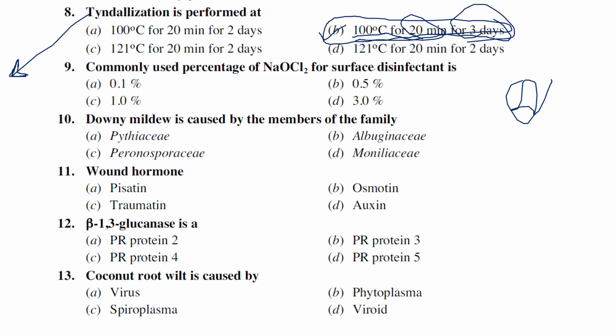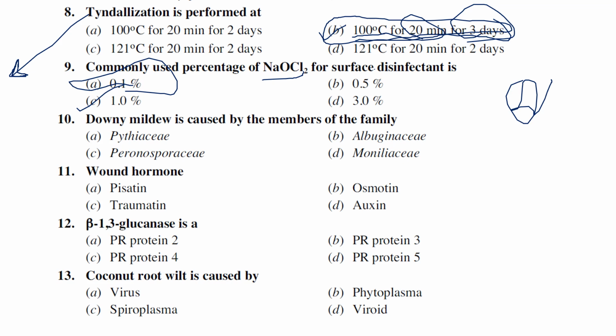Next one: the commonly used percentage of sodium hypochlorite as a surface disinfectant. Options: 0.1%, 0.5%, 1% and 3%. Generally, if it is mercuric chloride we recommend 0.1%. Since it is sodium hypochlorite, we recommend 1% concentration.